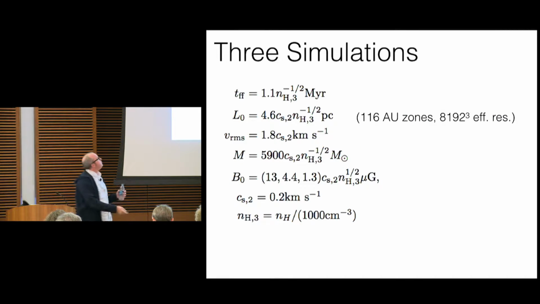Okay, so in physical units, we ran for about half a million years. Our length scale is about 4.6 parsecs. With 8192 cubed effective resolution, this gives us a resolution of 116 AU per zone. It's Mach 10. Our mean mass is about 5,000, 6,000 solar masses, and the mean magnetic fields are 13 down to 1.3.